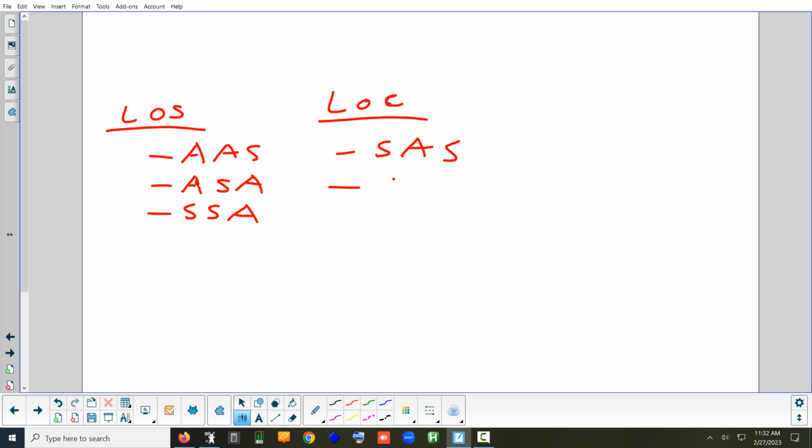SSS. Okay, nobody said AAA, which is impossible to solve because if you don't know a side, you don't have any scale. Like if I told you I'm thinking of a triangle and all the angles are 60, 60, 60, you know it's equilateral, but you don't know if it's 2, 2, and 2 or 12, 12, and 12. What does LOC stand for? Law of sines, law of cosines.